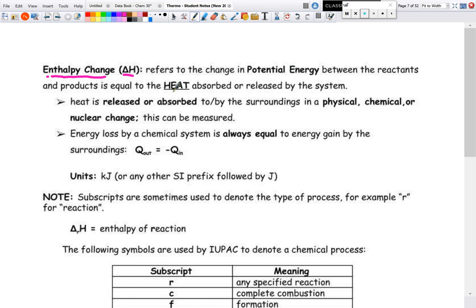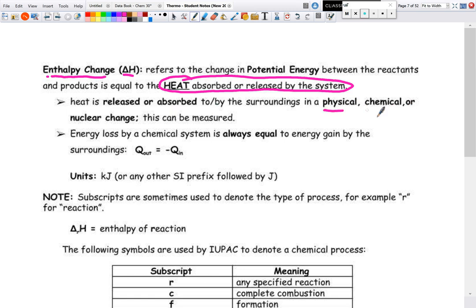Because observation is what we know right now, when we change the potential energy between reactants and products, it's going to equal the amount of heat absorbed or released by our reaction, which is basically the first and second law of thermodynamics put into one, because we know energy needs to be transformed into something. It can't be created nor destroyed. That's why the energy of the universe is constant. And of course, energy runs from hot objects to cold. So heat is released or absorbed to the surroundings in a chemical, physical, or nuclear change.